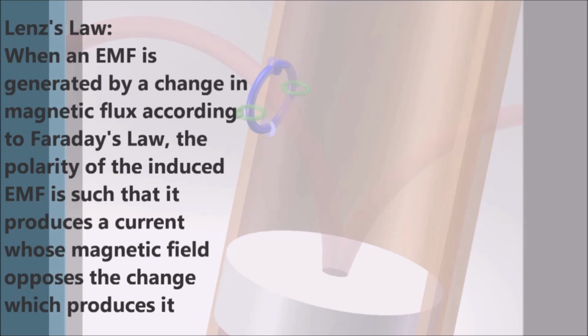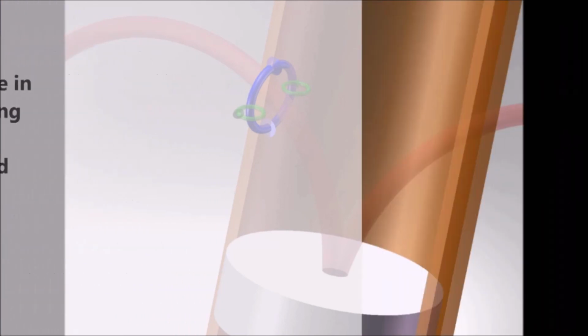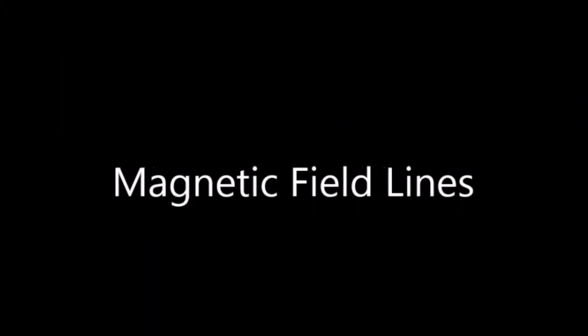Lenz's law states that when an electromotive force is generated by a change in magnetic flux, according to Faraday's law, the polarity of the induced electromotive force is such that it produces a current whose magnetic field opposes the change which produces it.